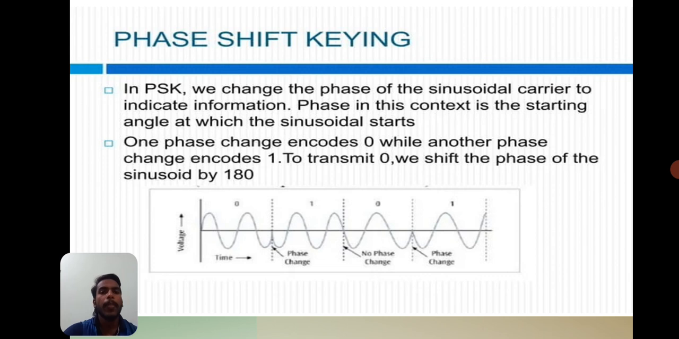Phase shift keying. In PSK, we change the phase of the sinusoidal carrier to indicate information. Phase is the starting angle at which the sinusoidal starts. One phase change encodes 0 while another phase change encodes 1. To transmit 0, we shift the phase of the sinusoidal by 180 degrees.